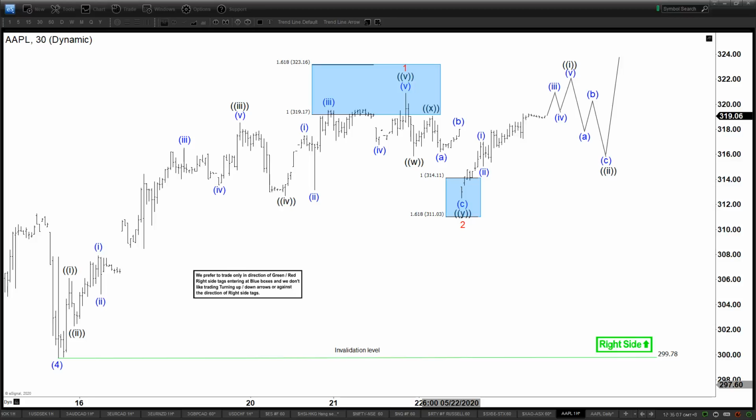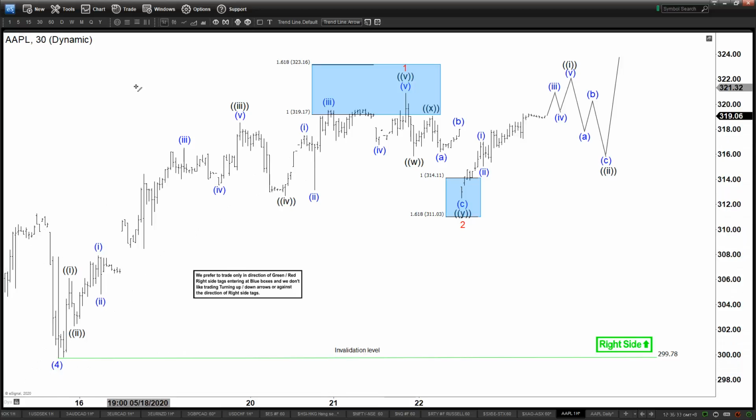The time is around 4:30 a.m. GMT. So today we will be updating the chart of Apple. This is a 30 minutes chart. Okay, so let's take a look here. We have a wave 4 ended at 299.78. So that means we are currently going up as a 5 waves impulse because this is a wave 4.